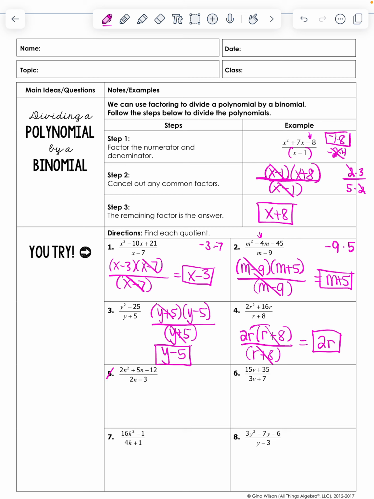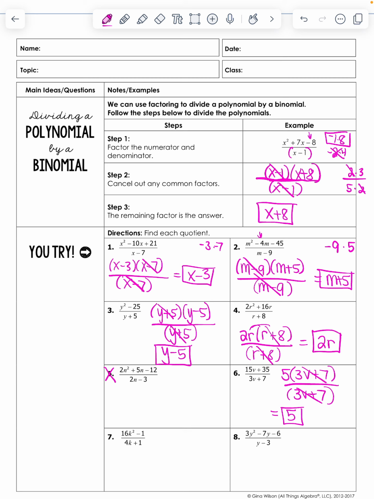Now, a question like number 5 would not pop up on the Keystone, more like Algebra 2 there, so I'm going to skip that. Number 6, 15v plus 35. We could factor out a 5 from the numerator, leaving us with 3v plus 7. And my denominator is 3v plus 7. Look at that. The whole thing cancels. The answer to this question would just be 5.